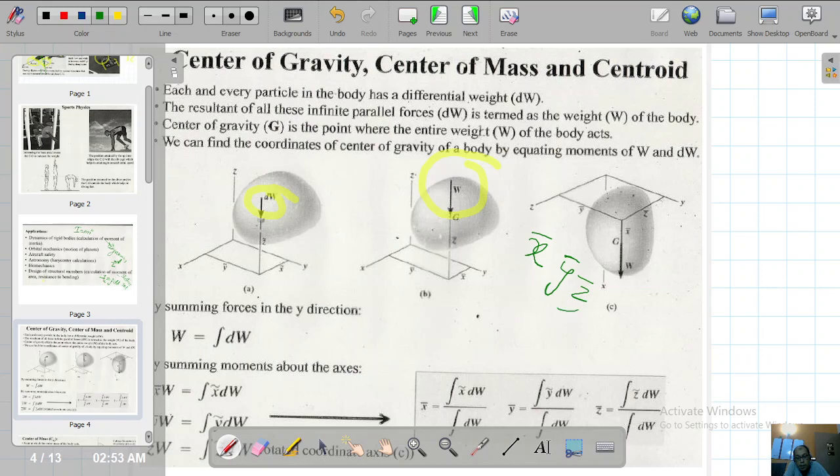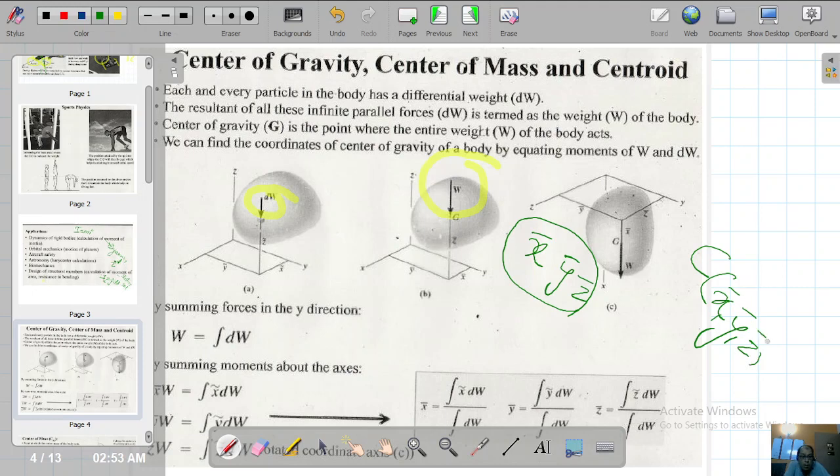These are the centroidal coordinates of the body. These are very important whenever you're considering the weight or centroid. So if you see the centroid here, it will always be represented by x bar. You must always remember this, y bar and the z bar.